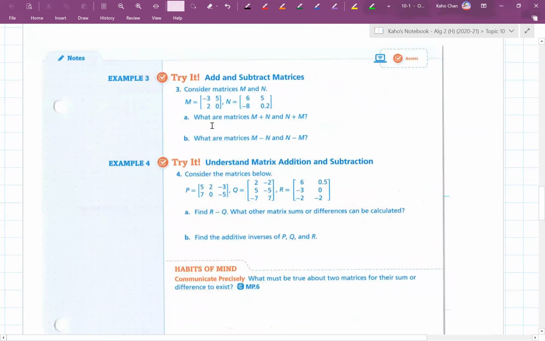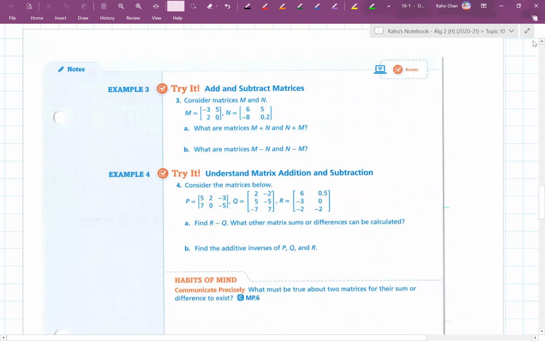Okay, it pretty much is a straightforward procedure when it comes to adding and subtracting matrices. It's actually very easy. You want to make sure you have the same dimensions. The dimensions of the matrices you want to add or subtract must be the same. Here are a couple examples.